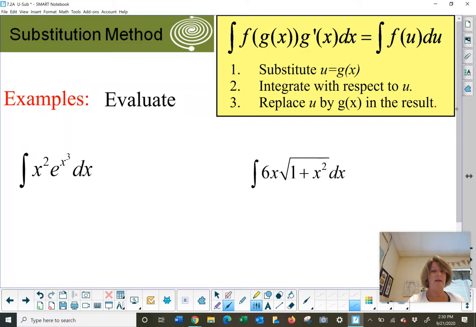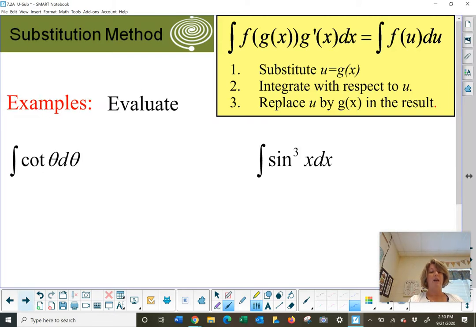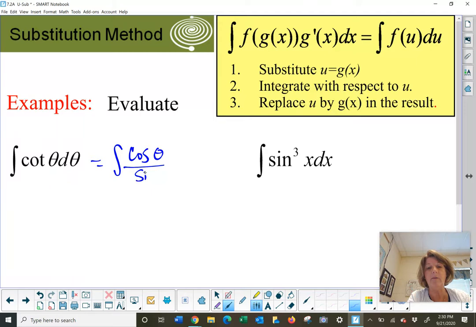Substitution method, once again, that's just the one we just did. I need to move forward. Oh, wow. This one doesn't look very cool. Cotan theta. Well, the derivative of cotan is negative cosecant squared. And I don't see any negative cosecant squared visible. So I think what I want to do is break cotan down into cosine theta over sine theta. Rewrite it. Use one of those trig substitutions. Now I have two functions.